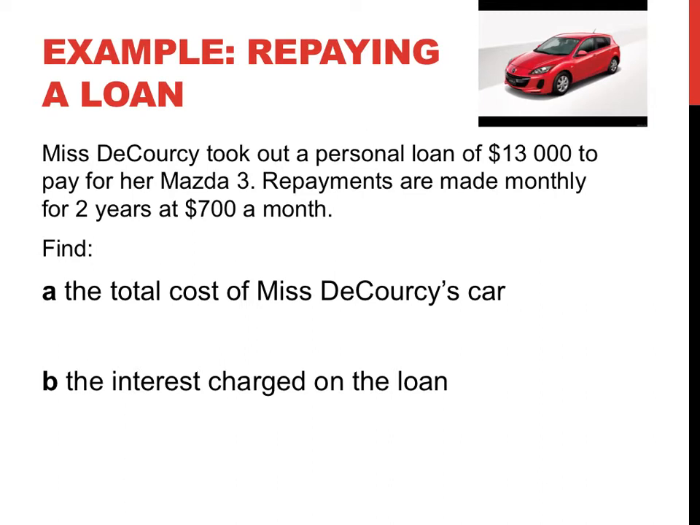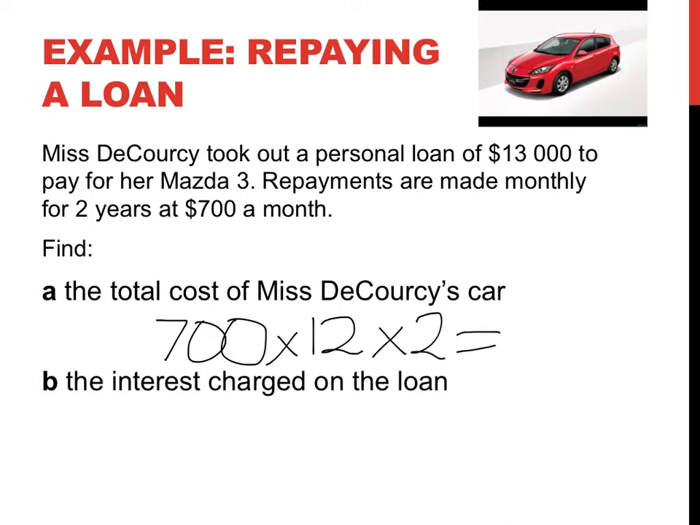Let's work out the total cost of my car based on my personal loan. So I only loaned $13,000. Let's work out how much my car actually cost me. $700 a month. How many months are there in a year? 12 months in a year, times 2 years. That equals $16,800. So my total cost altogether with my repayments is going to be $16,800.